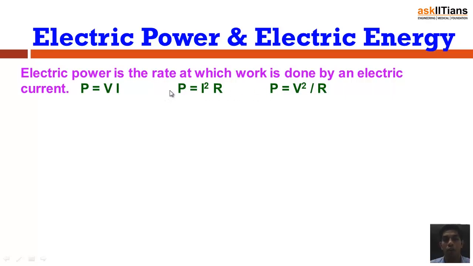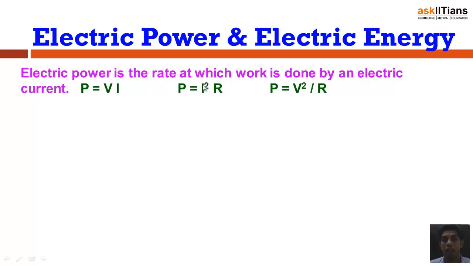Now, if you have a closer look at these particular expressions, that is P is equal to I square R and P is equal to V square by R. In the first expression, my power is proportional to the resistance. And in the second, I have power proportional to 1 by resistance. That is, these two statements contradict each other. Either my power is proportional to R or my power is inversely proportional to R. One of them has to be true.